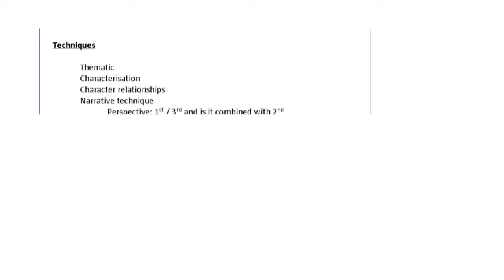So obviously starting with thematic, so thinking about the main theme that's explored in the text, characterization, character relationships, narrative technique, and that includes a number of things. So you've got perspective, so where is the person that's telling the story in relation to the story? Is this a first person, or is it a third, and is it combined with second? Remember, the second person narration is a direct address to the audience stroke reader.